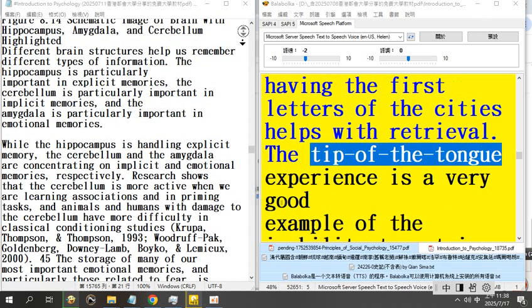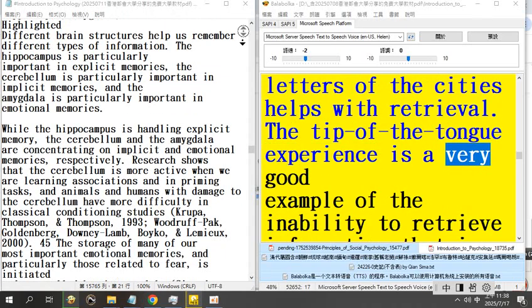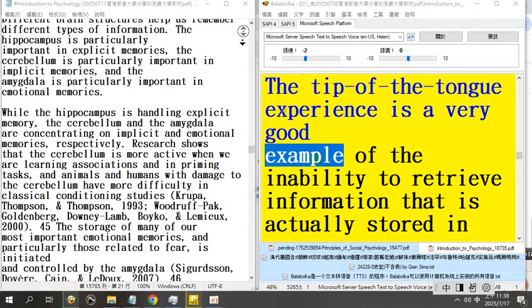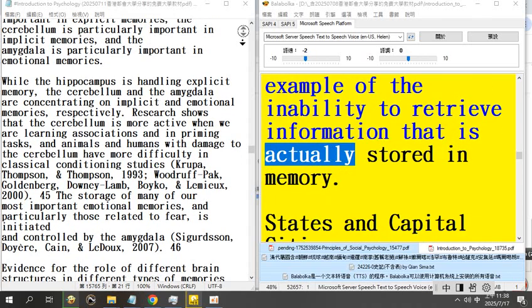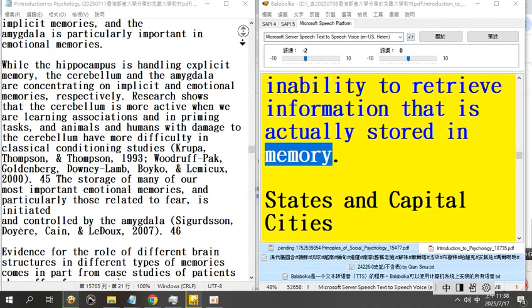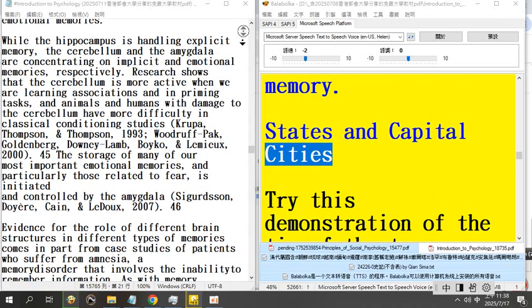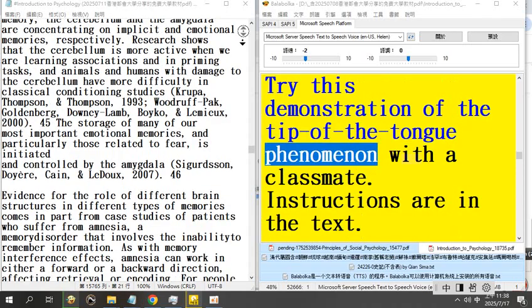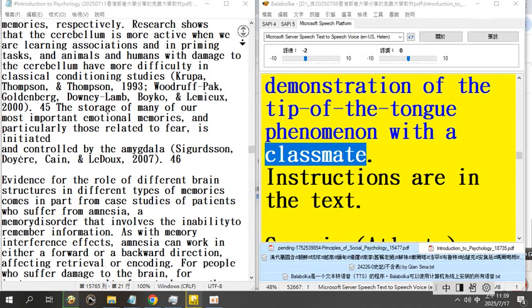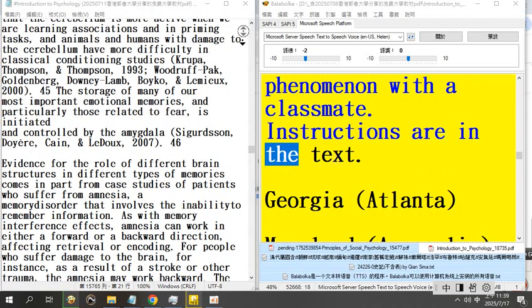The tip of the tongue experience is a very good example of the inability to retrieve information that is actually stored in memory. States and capital cities. Try this demonstration of the tip of the tongue phenomenon with a classmate. Instructions are in the text.